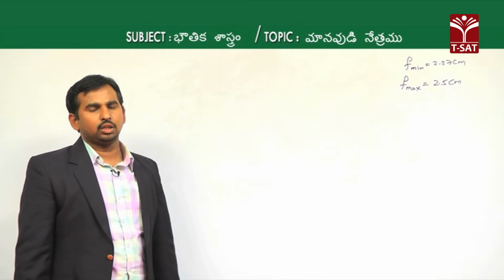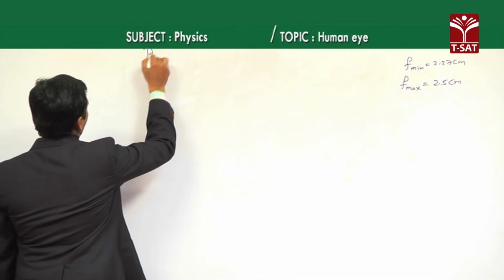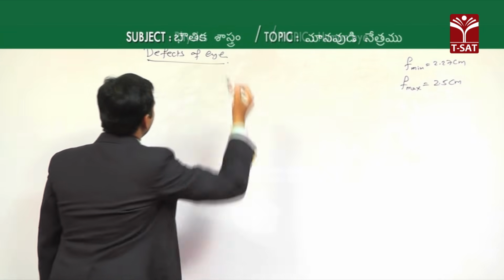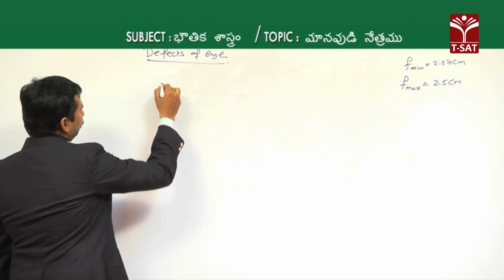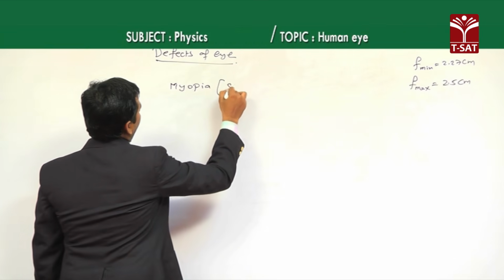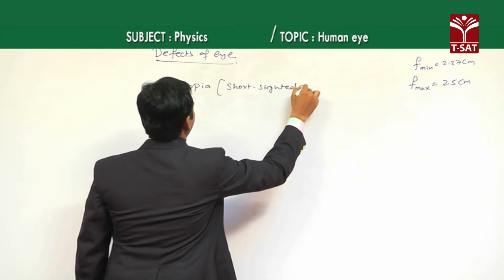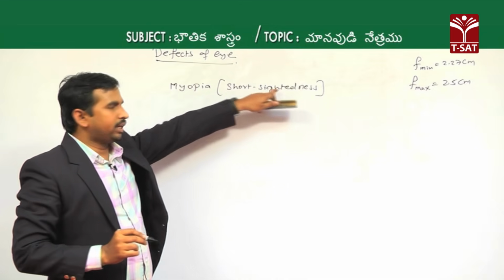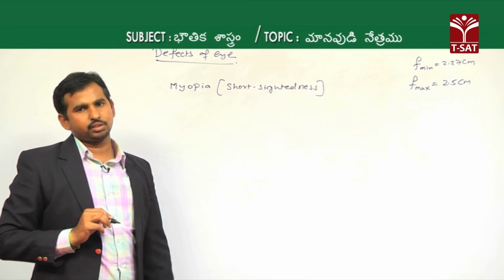Okay. Now, we will see the defects of the eye. Mainly there are a total of 3 defects. So, the defects of the eye. The first one we are taking is myopia. Myopia's other name is short sightedness. Short sightedness means short vision. We can see the near distant objects very clearly, but not the far distant objects.